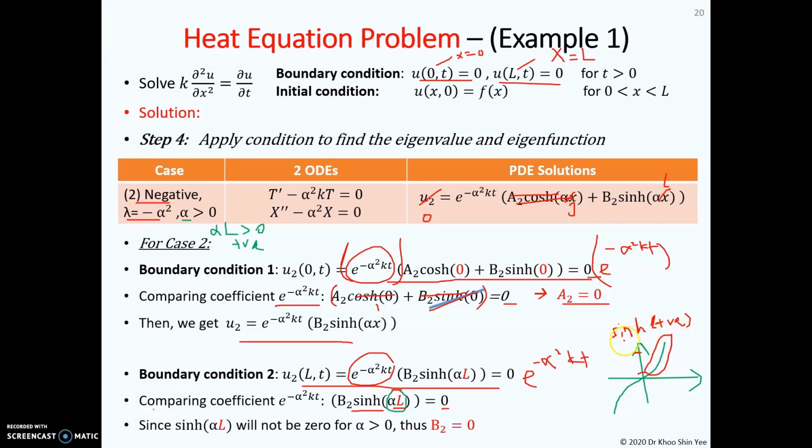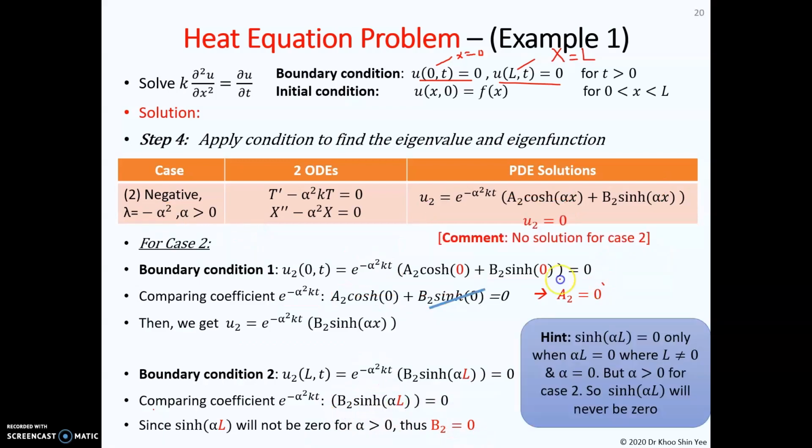Therefore, when you take the hyperbolic sine for a positive value, it will always be greater than 0. And from the graph, you can see that it's not equal to 0. Therefore, this term is not equal to 0. To make the whole term here equal to 0, we need to take B2 equal to 0. Substitute the A2 and B2 inside this solution. You can cancel these two terms, which gives you 0. 0 multiplied with exponential, you still obtain 0. So the PDE solution here is 0, which means there is no solution for case 2.